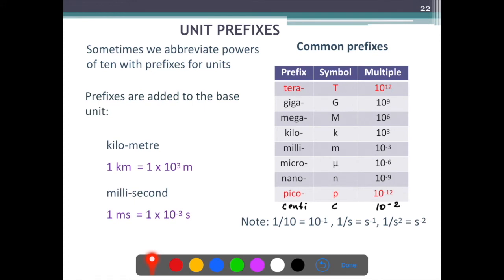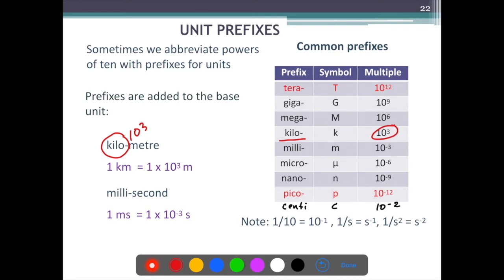So when we say 1 kilometer, the prefix is kilo, which is 10 to the 3. So 1 kilometer is 1 times 10 to the 3 meters. So notice there, kilo is 10 to the 3.